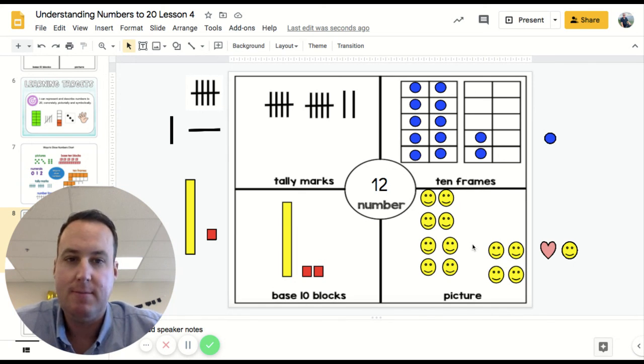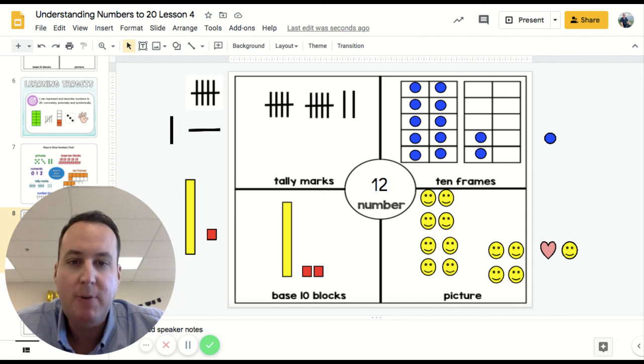That matches. All right, so you're going to try this with a few different numbers. Remember to represent and show those numbers in different ways. All right, off you go. Good luck.